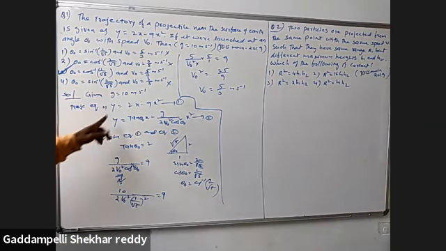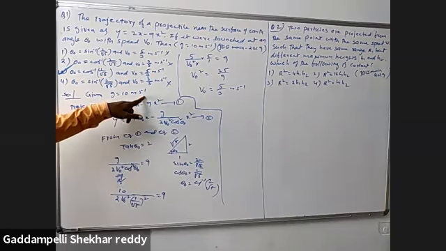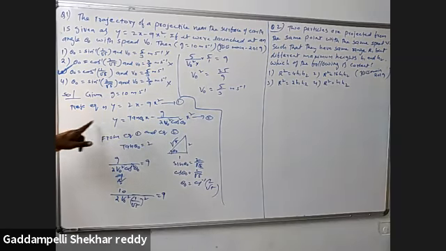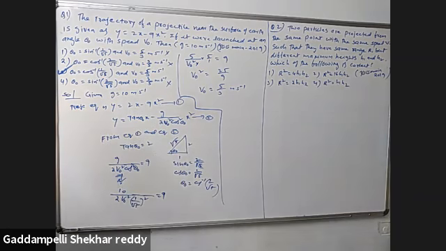So first of all, we write the given data: g is equal to 10, and this is the given trajectory equation. We know the standard trajectory equation, so comparing the coefficients and solving, we get this answer. Next, second problem.